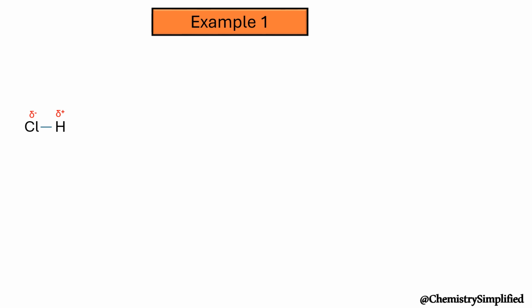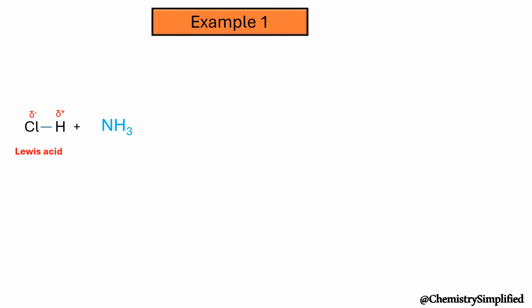Even though this is a sharing of electrons, a covalent bond, the electrons are not being shared equally. Chlorine has a greater pull on the electrons than hydrogen. Why? Because we said chlorine is more electronegative. So that's a Lewis acid.